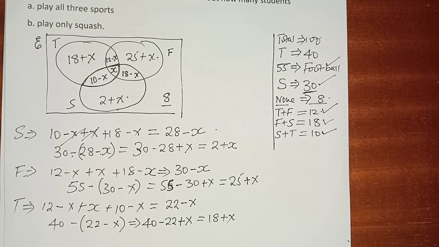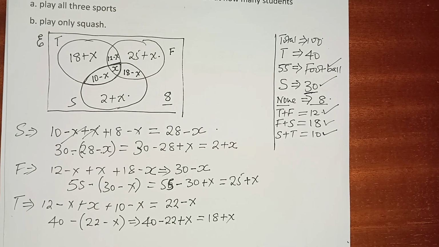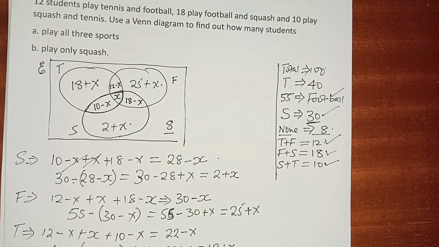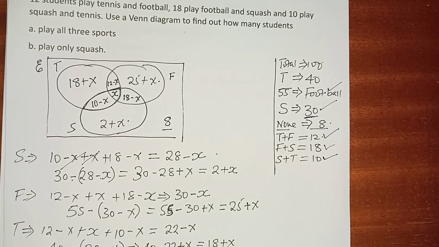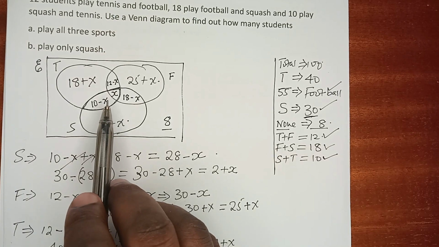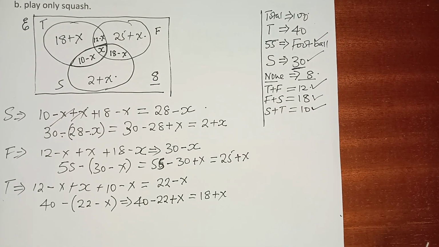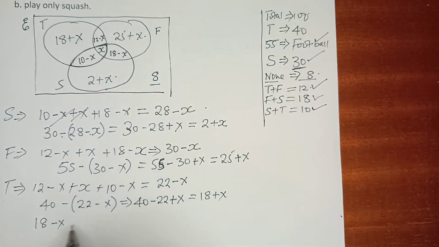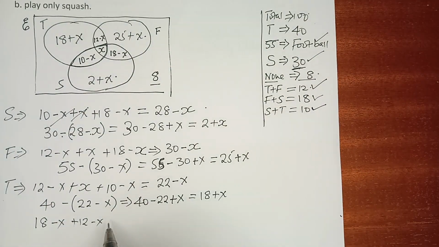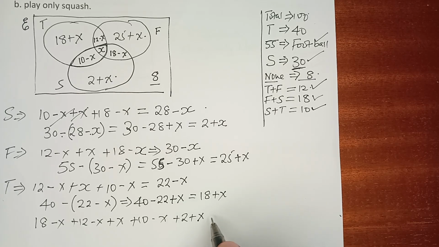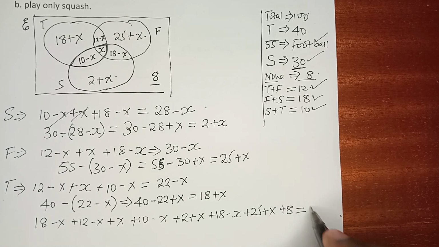And that is now, we have at least used each and every detail that we have. We can now go and answer our question. So the question is asking us, use a Venn diagram to find out how many students play all the three sports. In other words, we have to know what is the value of x, because the value of x represents the intersection. And we have to have all of them adding up to 100 students. So what do we do? We take this part, which is 18 minus x plus this plus 12 minus x plus x, everything now, plus x plus 10 minus x plus 2 plus x plus 18 minus x plus 25 plus x plus 8. This is equal to 100.